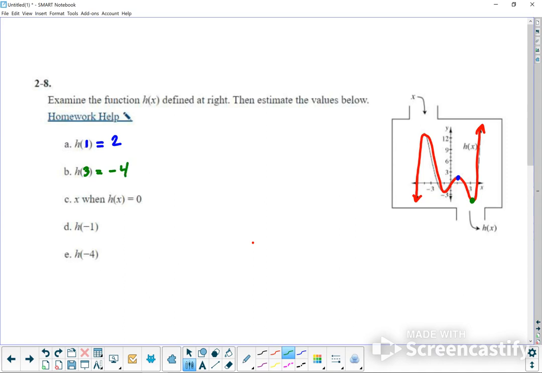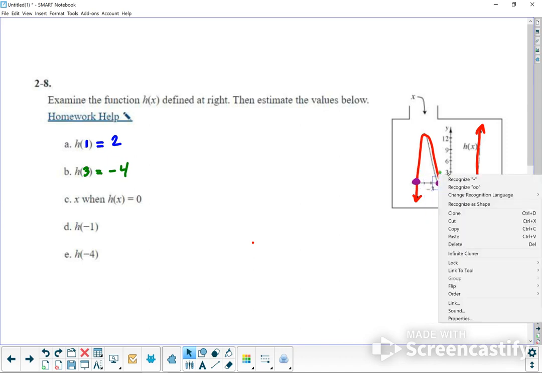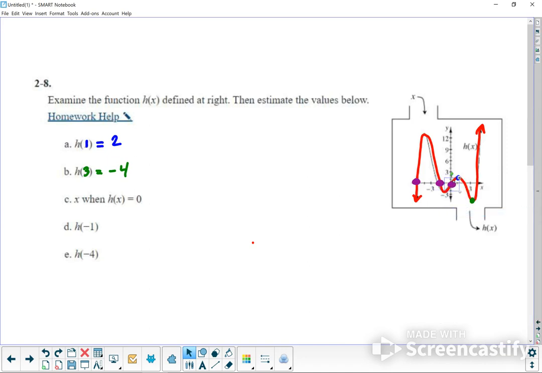Okay. x when h is 0. Oh, this is cool. Okay, so when h itself is 0. So here's the function h. Well, when is it 0? Well, it's 0 here, and here, and here, and here. So it's all those x's and here. So it's all these x values. So it looks like, you know what, negative 3, negative 5. So what's the x when h is equal to 0?